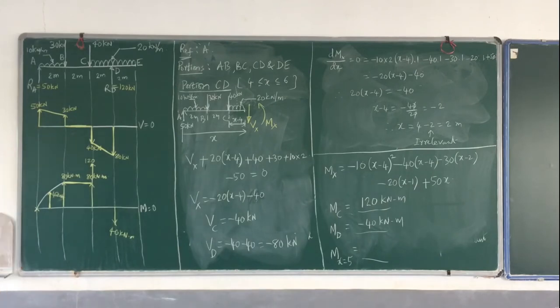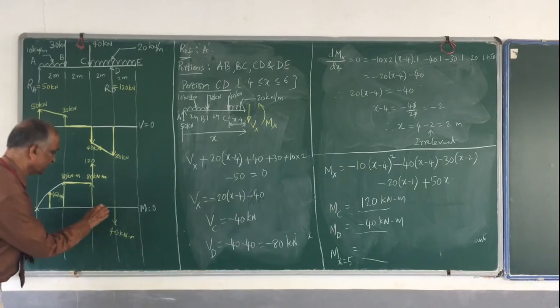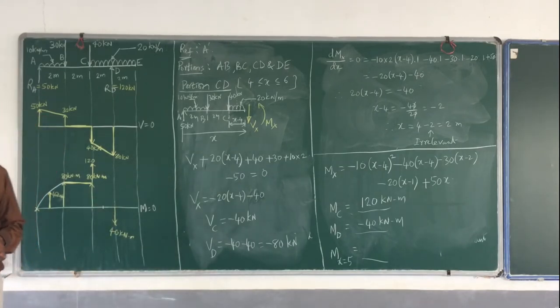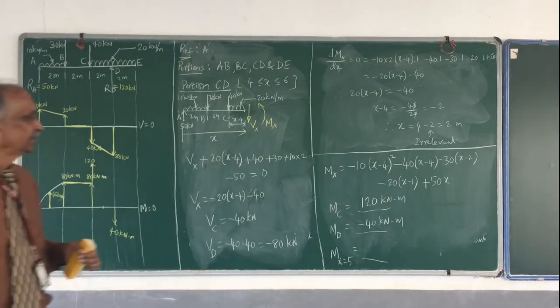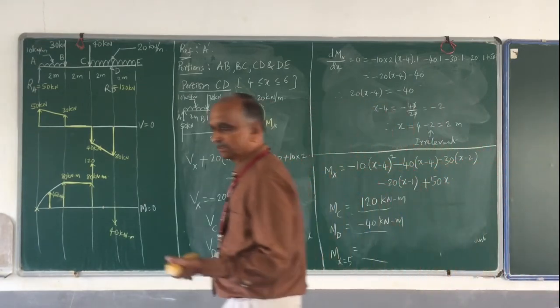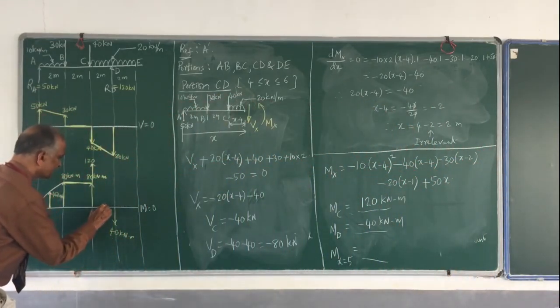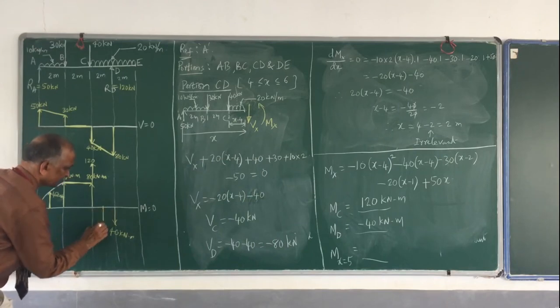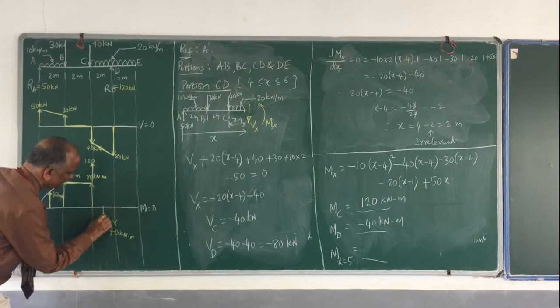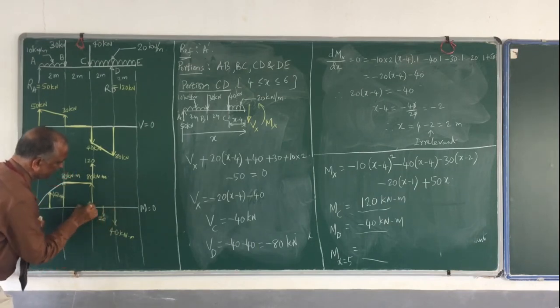And at x equal to 5, is it positive or negative? One more in between. It is minus 20. Exactly half of this. This is 40. This is 20.